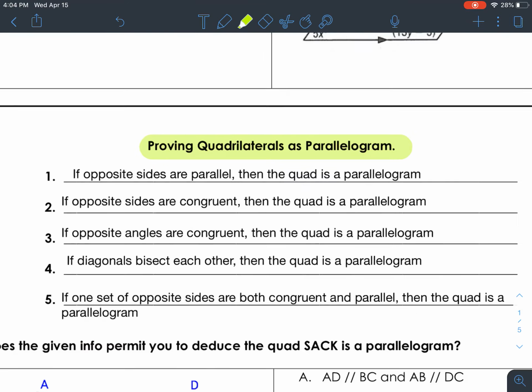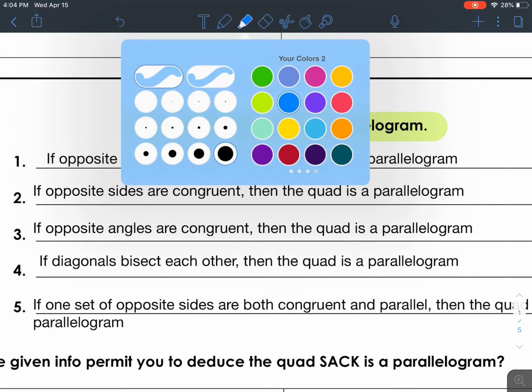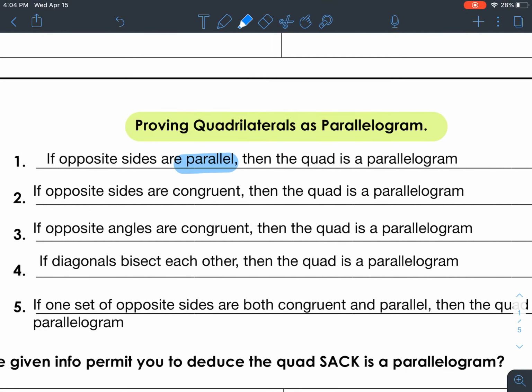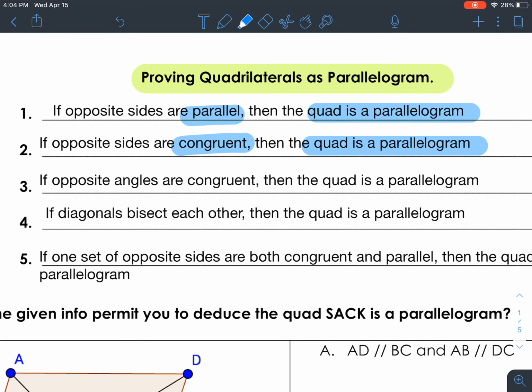If we quickly read through these, number 1 says that if we can prove that both sets of opposite sides are parallel, then we know that the quadrilateral is a parallelogram. Number 2 says if the opposite sides are congruent, so if we have 2 sets of opposite sides that are congruent, then the quadrilateral is a parallelogram. Number 3 is saying if 2 sets of opposite angles are congruent, then the quadrilateral is a parallelogram. Number 4, if we can prove that the diagonals bisect each other, then we know that the quadrilateral is a parallelogram. And so these first 4 are all similar to the properties that we studied in section 6.2.